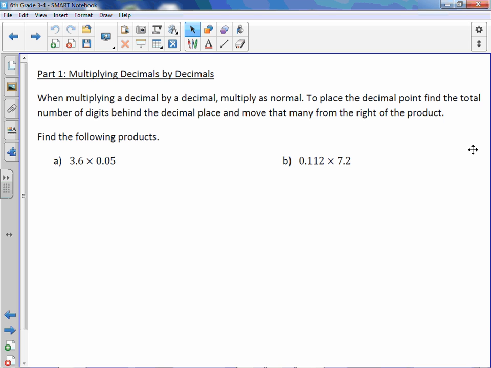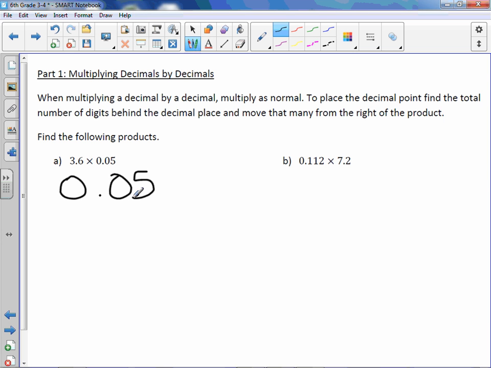Find the following products. 3.6 times 0.05. Again, put your longer number first. My second number here has 3 digits, whereas the first number only has 2. So put that longer one first. Times 3.6.